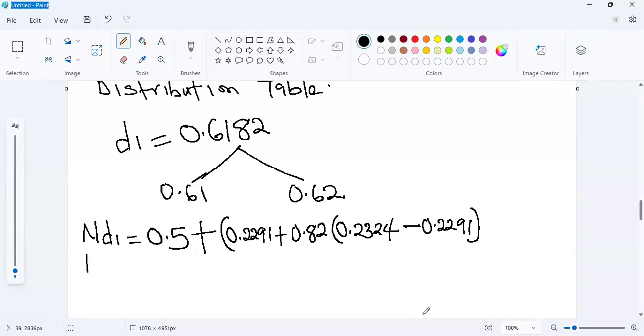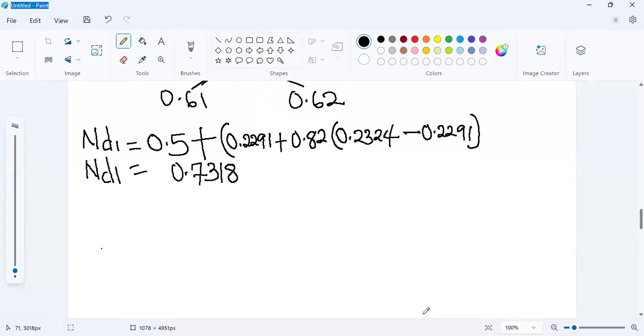If you work this out, your ND1 should be 0.7318. Please, you can reconfirm this. When you are done with this, you move to your D2. Our D2 figure, we have 0.1091. It's confirmed. Thank you.